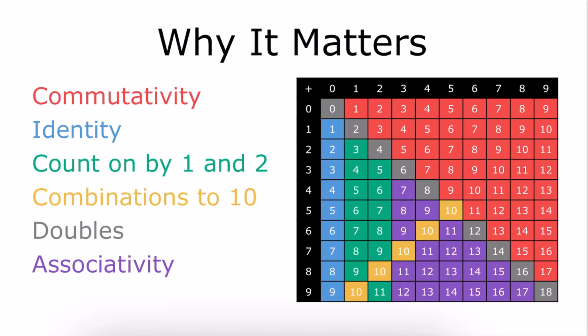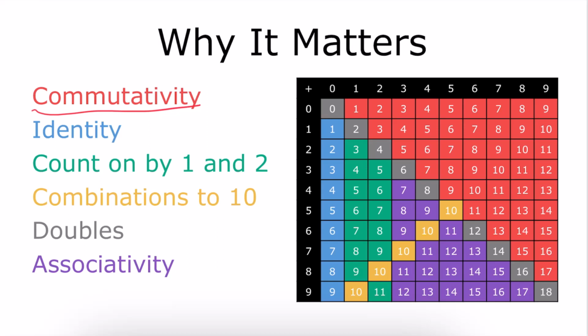And the reason that these properties are important is because they give us thinking strategies that can help your students memorize their addition facts. And it will also help them think about addition in a way where they're not just memorizing facts, but they're actually thinking through what it actually means to add numbers together. So the first property, the commutative property, is really, really helpful because it basically cuts down the number of facts that we need to memorize almost in half.